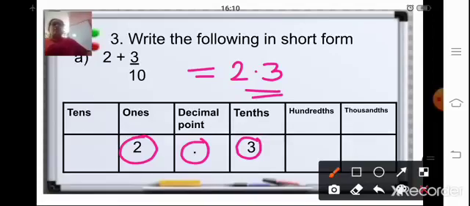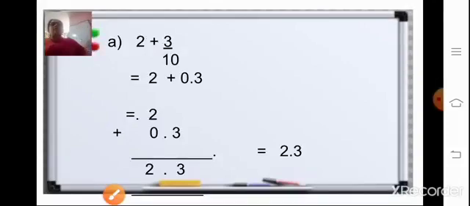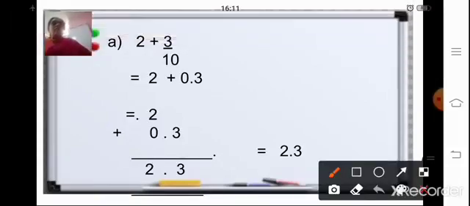Okay. Now same, the second method. Now 2 plus 3 upon 10. 3 upon 10, while writing it using a decimal point, will be 0.3. Now add both the numbers, 2 plus 0.3. So you will get it as 2.3. So your final answer is the same, 2.3.